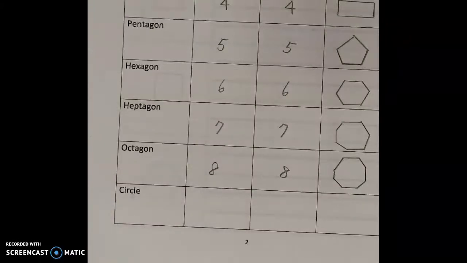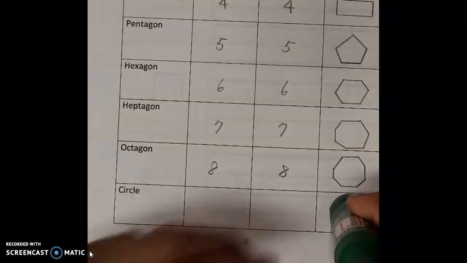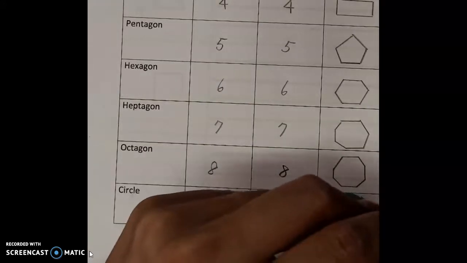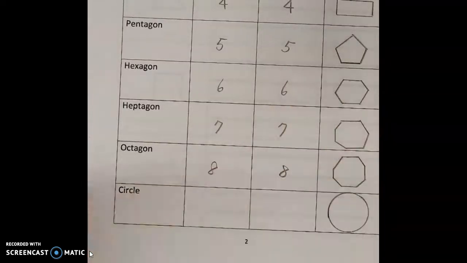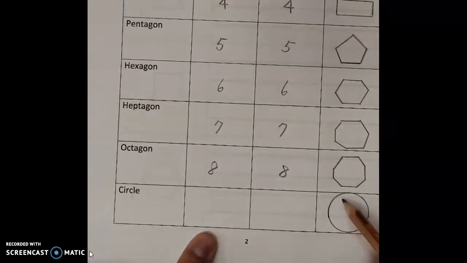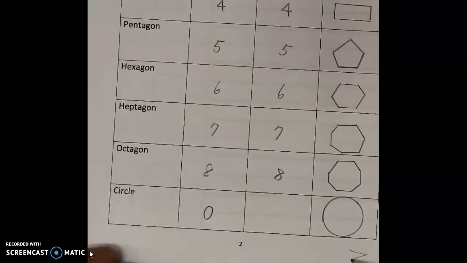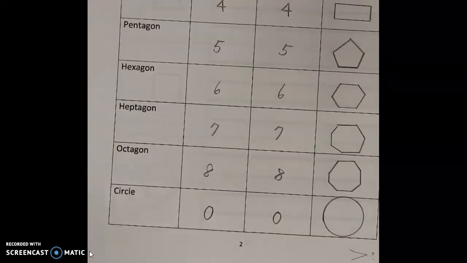Okay, for circle, you can't draw it with a ruler, so you can just get something that's a circle. Right, this will work. Alright, circles. Are there any sides? Sides have to be straight sides. There are no straight sides, so you will write 0. Are there any angles? No, no angles either. 0 and 0.